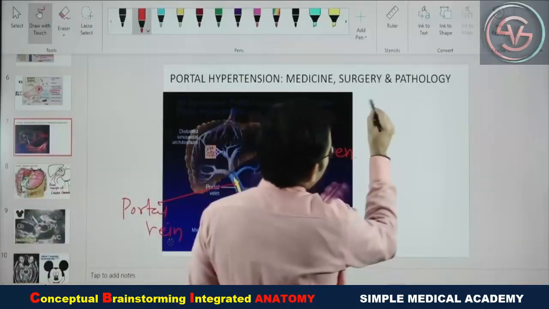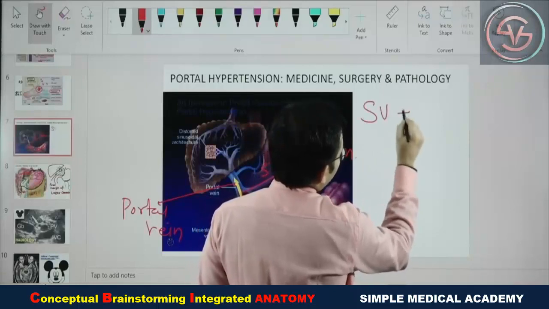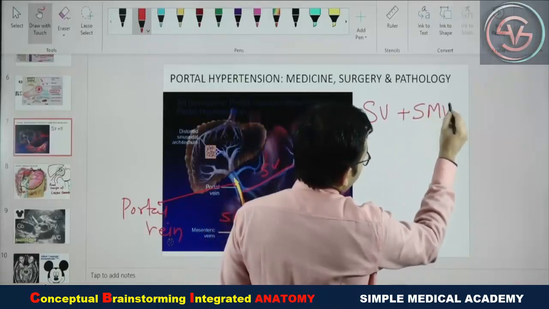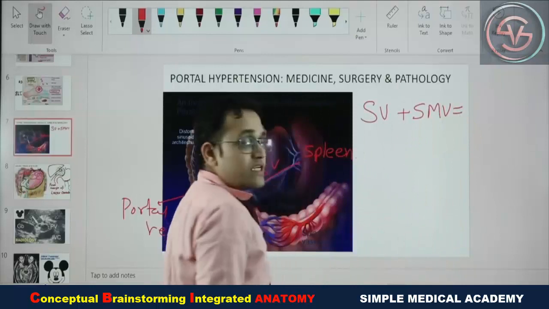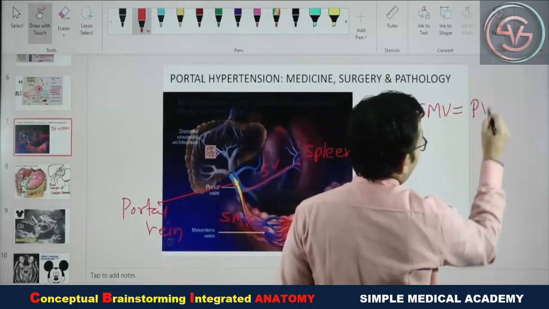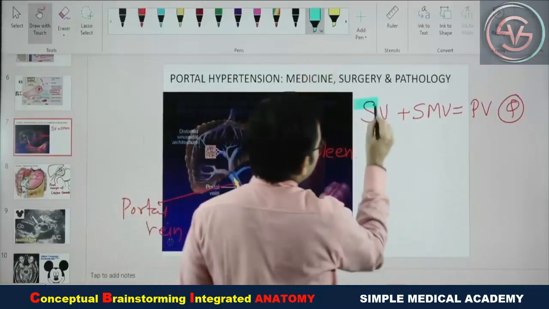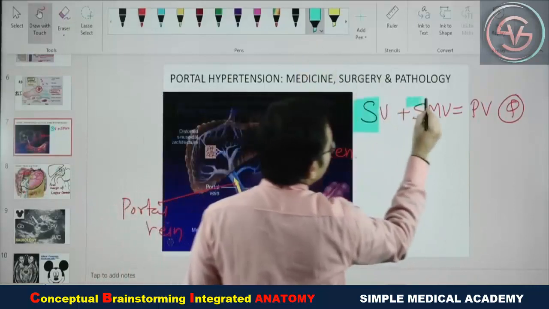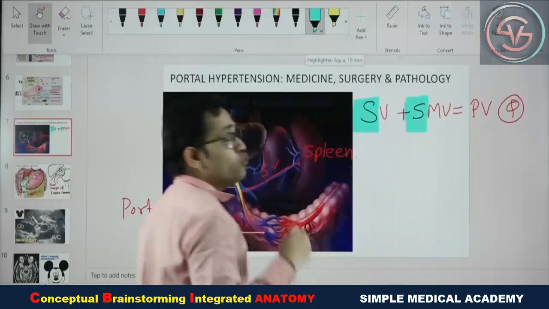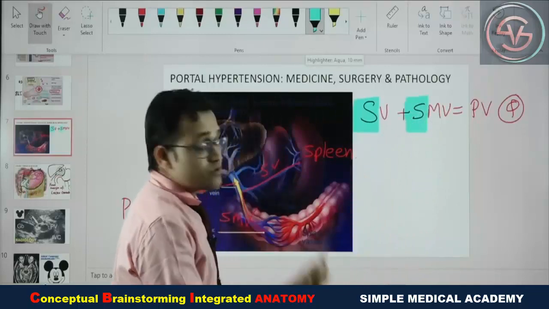So the splenic vein plus superior mesenteric vein both combine together and form the portal vein. MCQ. You have to remember 2S. S for splenic vein, S for superior mesenteric vein. 2S unite together and form the portal vein.